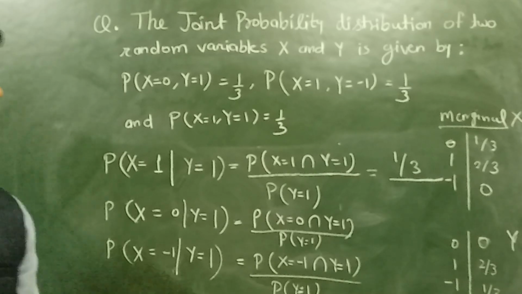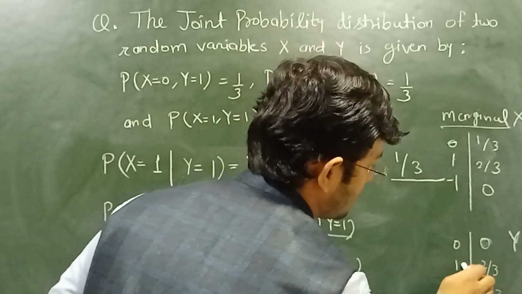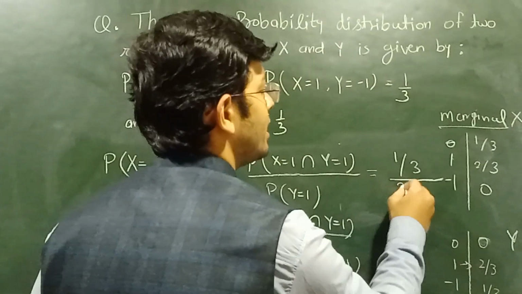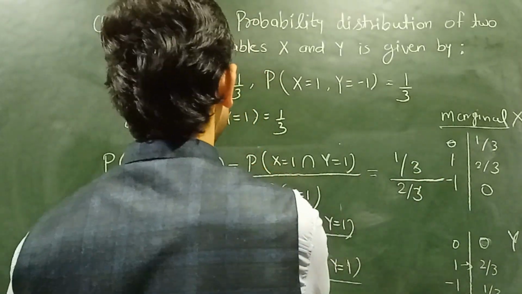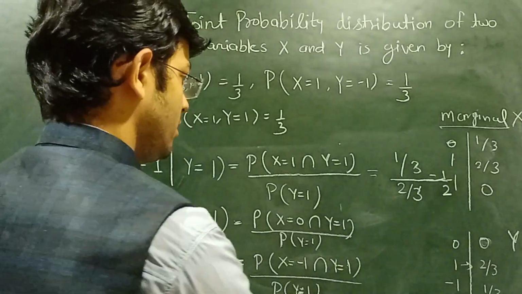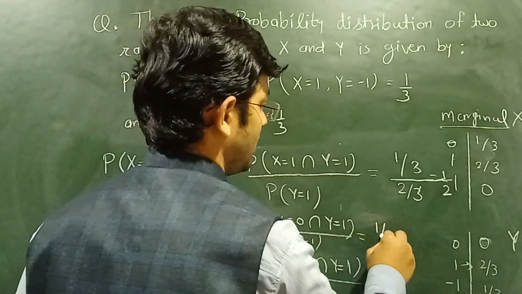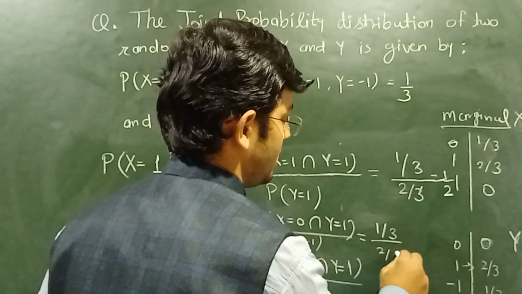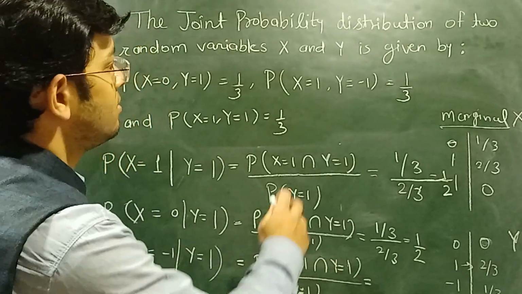So here we write y is equal to 1. Y equal to 1 means we write 2/3 here. So the answer of this probability is 1/2. Now the second is 0 and 1: 1/3 divided by 2/3 is equal to 1/2 also. And here -1 and 1.